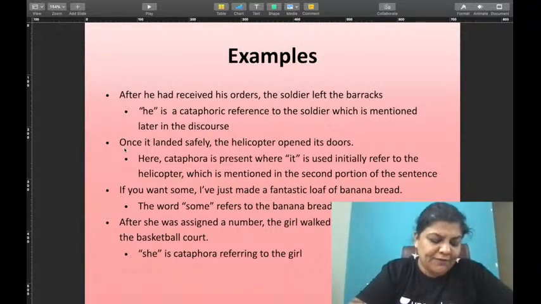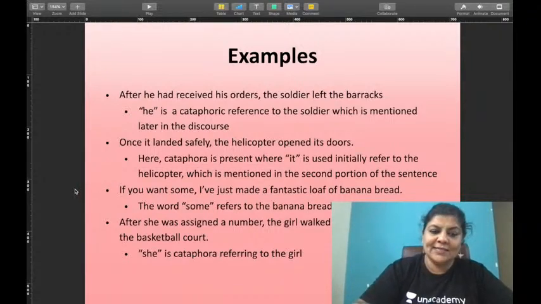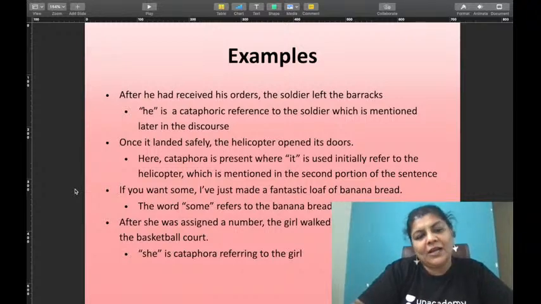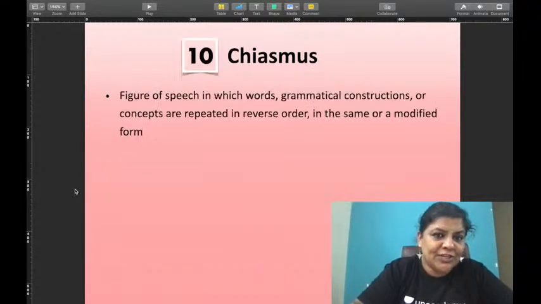I know it is important for TGD, PGD. That is why I am teaching this. Once it landed safely, the helicopter opened its doors. It and helicopter. First the pronoun, it, is said. Then helicopter, the noun, is coming. That is cataphora. Did you understand? Anaphora, cataphora. Did you understand both?